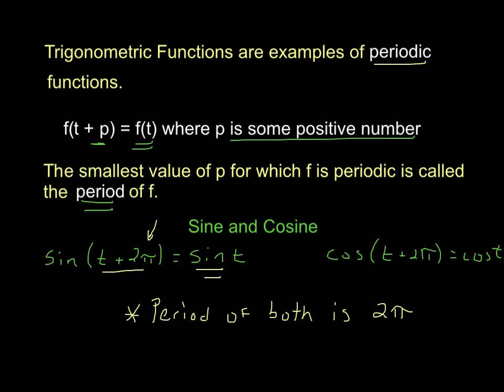And the same thing with cosine. If I have the cosine of t plus 2 pi, that's going to be the same value as the cosine of t. And what that tells us is that the period of both the sine and cosine functions is going to be 2 pi. So every time I go 2 pi radians, I'm going to end up back at the same value.